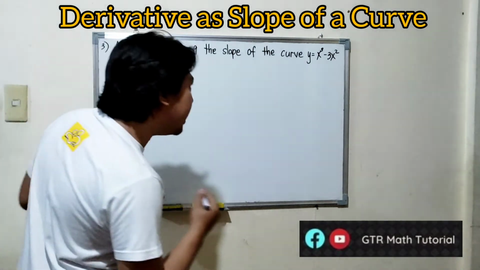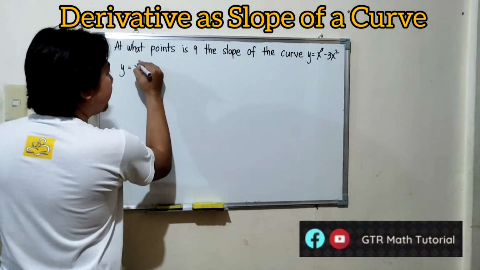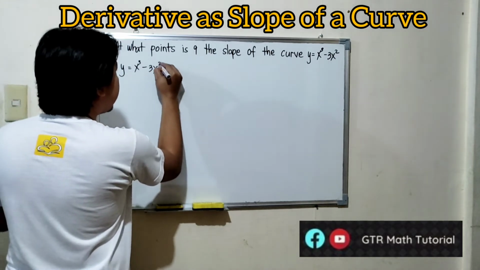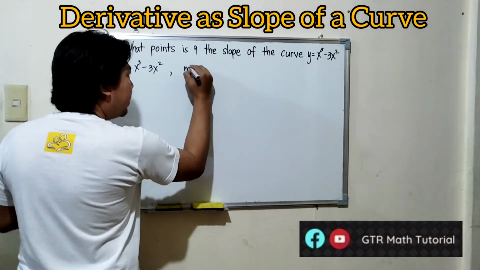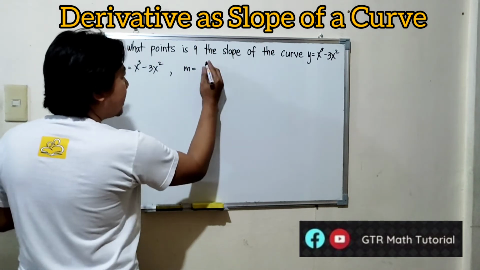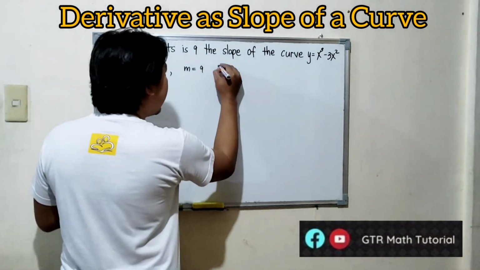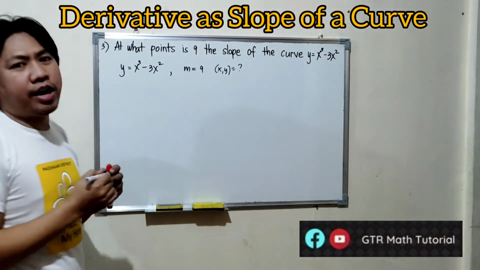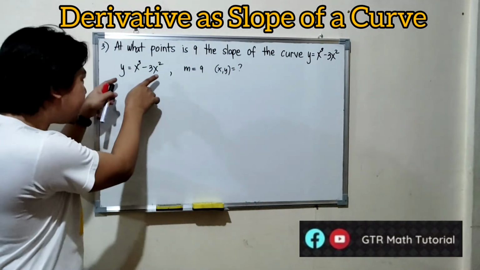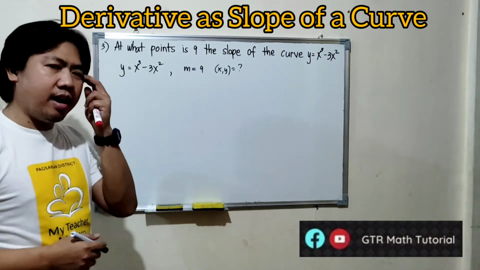Okay, so the given is y equals x cubed minus 3x squared. And then, the slope of the tangent line is 9. Okay? So, the unknown is the point xy. So, xy ang hinahanap natin. So, first, get the derivative. Get the derivative of this. Use the power rule.